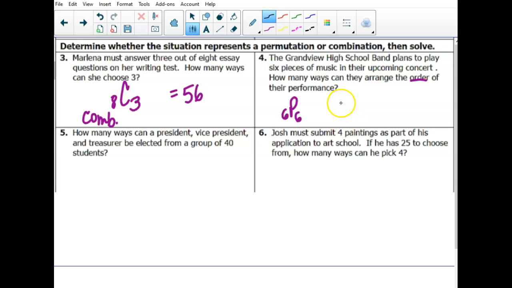Anybody get an answer? A little louder? Someone else get that? Okay.